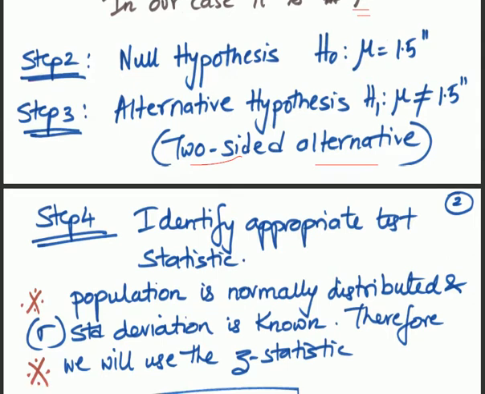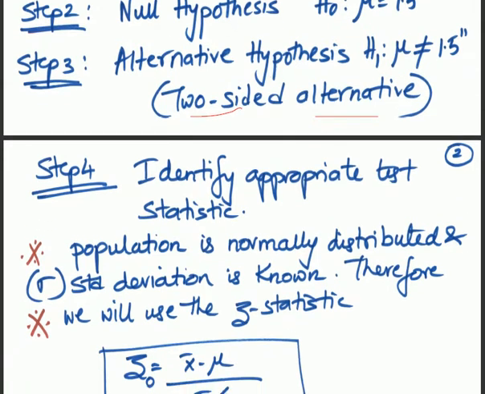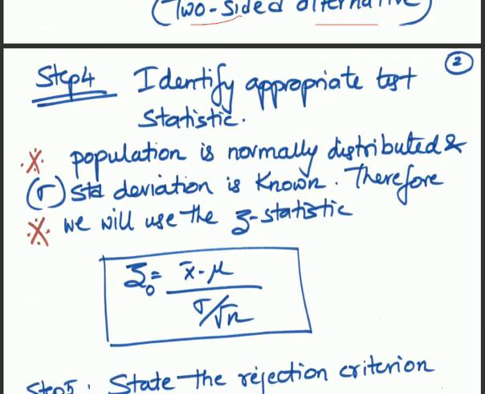Then let's identify a proper test statistic for this problem. Since the population is normally distributed and sigma is known, we will clearly use the z statistic. So this is called using the z test. We'll start to develop what is known as a z naught. We'll call that the test statistic: x bar minus mu divided by sigma over the square root of n.